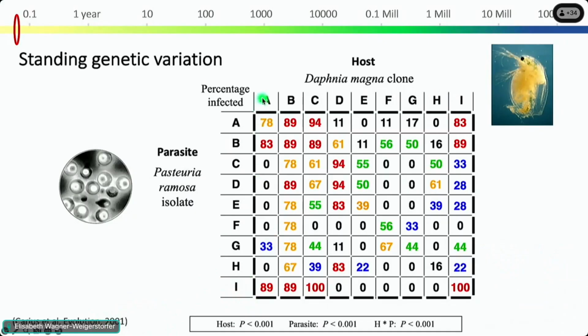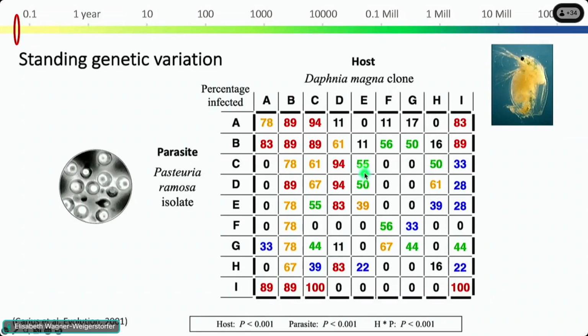We went to one population and we collected 9 Daphnia magna. They were all infected with the parasite. We isolated the parasite, we cured the host and multiplied the host clonally. So we had nine clonal replicates of the host and clonal replicates of the parasite. And then we made all possible combinations and tested their interaction.